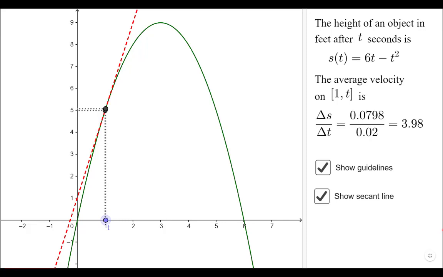All right, so that's it for 2.1. 2.1 was the idea of limits, and we see this through average velocity and instantaneous velocity.